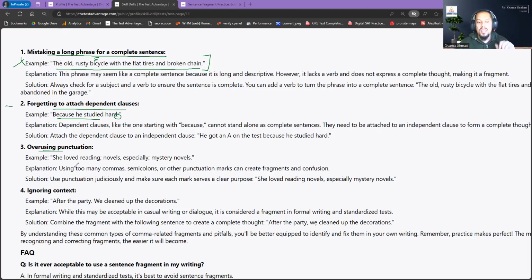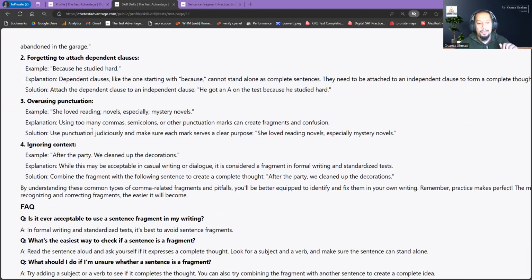Overusing punctuation. This is a big problem, right? "She loved reading; novels, especially," you know, don't abuse the punctuation. Not a big deal here. Ignoring context. I'm going to ignore that.